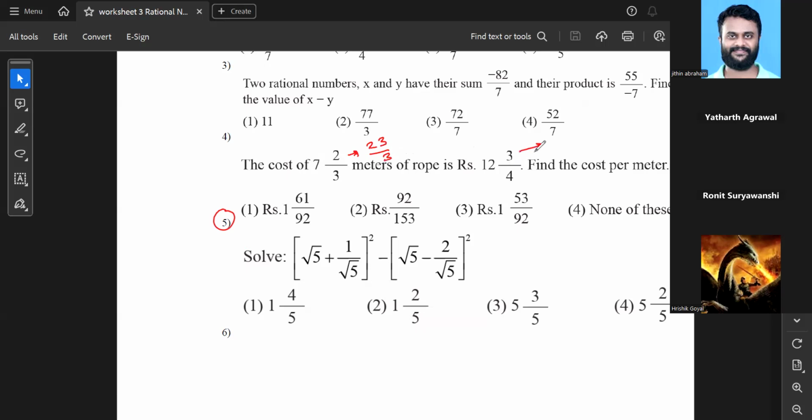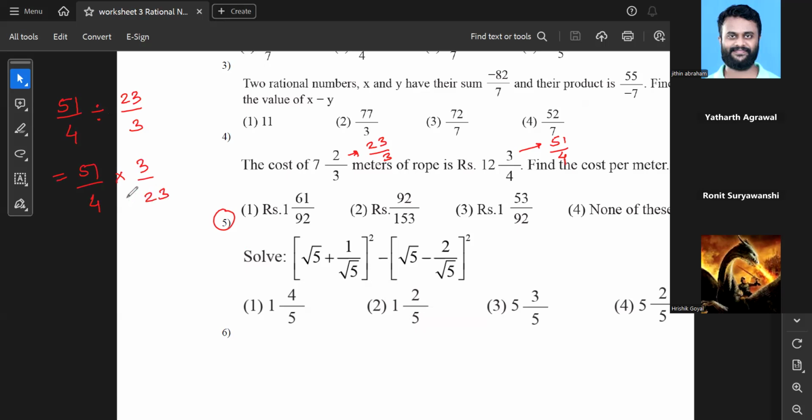Similarly, when I convert this one, I get 12 into 4 is 48, 48 plus 3 is 51 upon 4. So these are the fractions. Now I have to find the cost per unit meter. So I have to divide the cost by how many meters? 23 upon 3. So this is my calculation. In order to convert the division into multiplication, I have to invert the second fraction. So I'll convert it into multiplication by writing 3 upon 23.